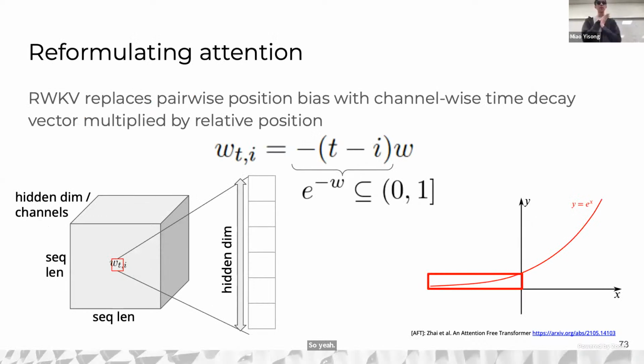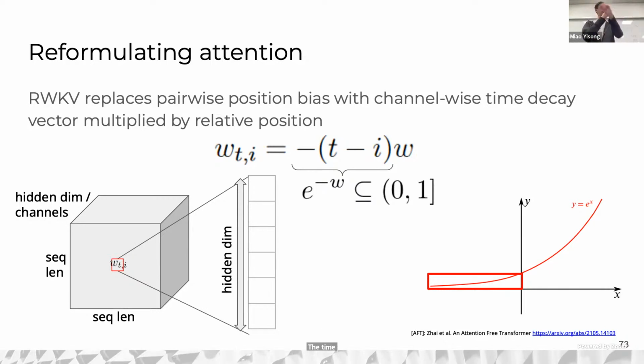So what RWKV did is they replaced weight T subscript T i with a pairwise position bias with channel-wise time decay vector multiplied by relative position. So all these words make sense individually, but put together, they kind of don't. So what this means is that in the cube over there, you still have your sequence length by sequence length matrix, but now W also exists per each hidden state. So in each hidden dimension, you have a unique W. And the T minus i term over there is the time decay.